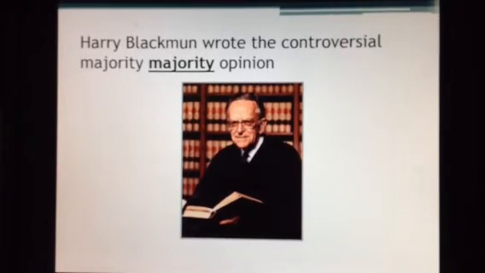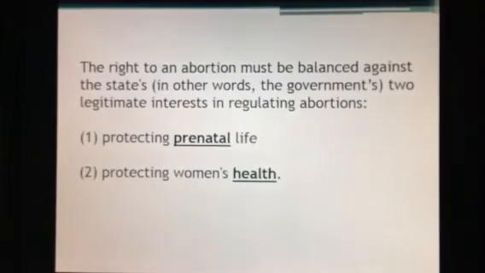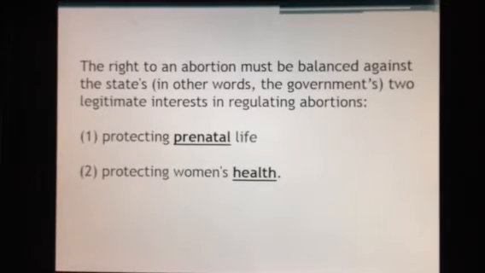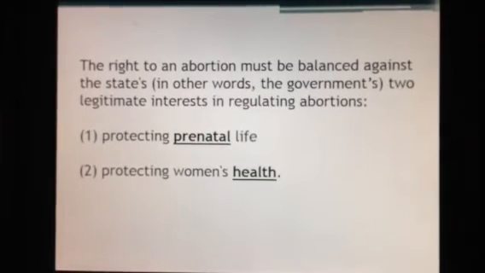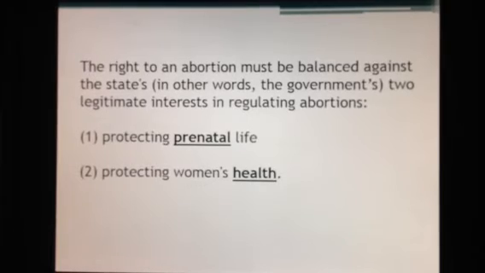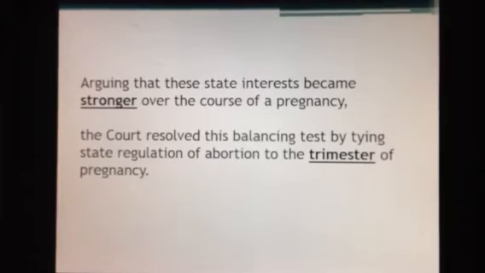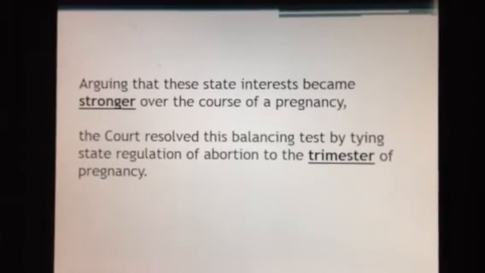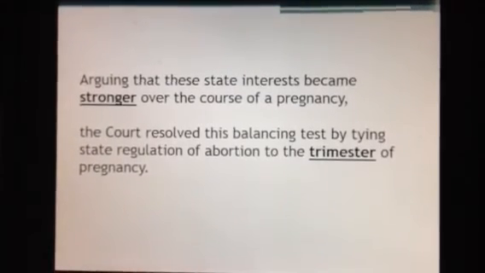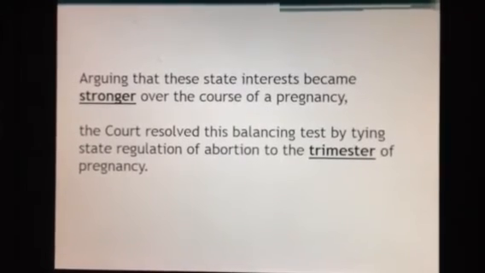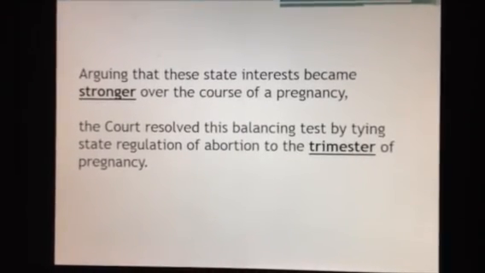Harry Blackmun wrote the controversial majority opinion. The right to an abortion must be balanced against the state's, in other words, government's, two legitimate interests in regulating abortions. One, protecting prenatal life. Two, protecting the health of the woman, or the health of the mother. Arguing that these state interests became stronger over the course of the pregnancy, the court resolved this balancing test by tying state regulation of abortion to the trimester of pregnancy.